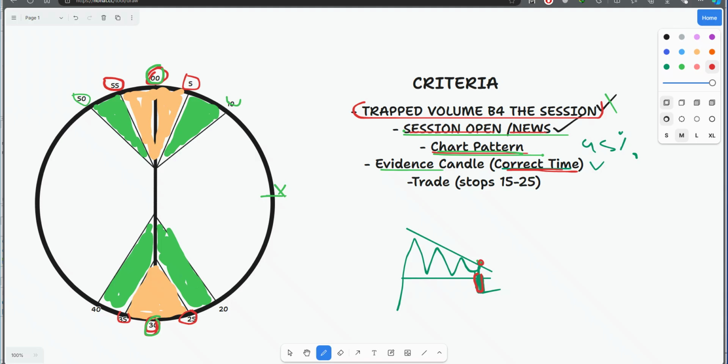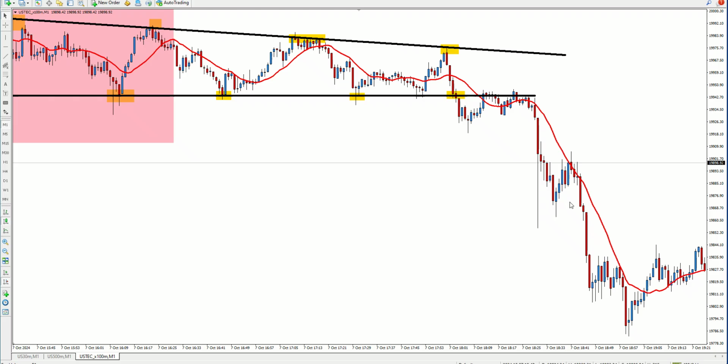I know some of you might say, but it didn't break out from the inside. Yes, they broke out with a small candle, so we wait to see if the breakout is a real breakout or not. Then we got the biggest candle, which means yes, we have an evidence candle. Don't forget, we say it at the right time, which is highly important. So I'll go back to the charts. Yes, we got an evidence candle.